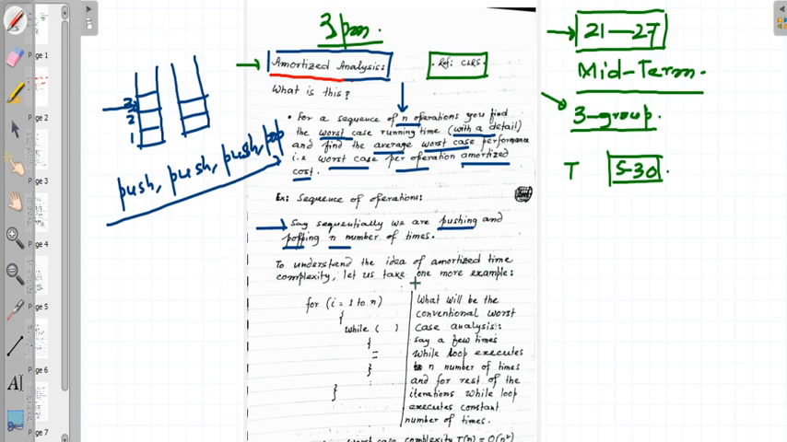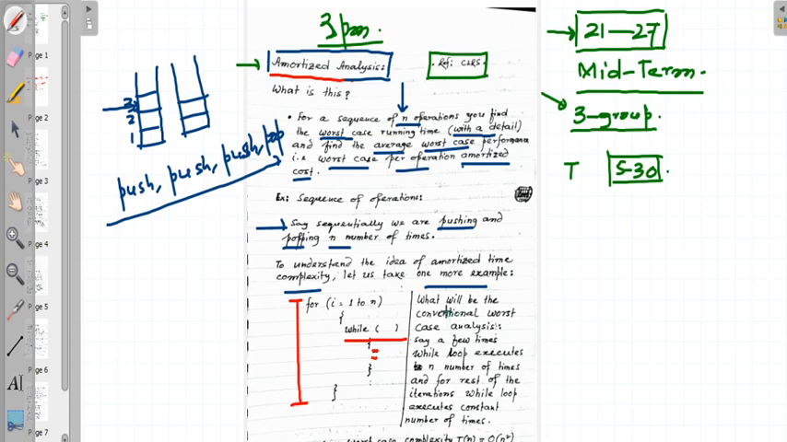To understand the idea of amortized time complexity, let us take one more example, in which a for loop is coming. We can think of the for loop as a sequence of n operations as well, right? So let us take this code fragment here. Here what we are doing is for i equals 1 to n, something is happening inside this. And within this for loop, there is a while loop happening. And some statements within the while loop will be operating, right?